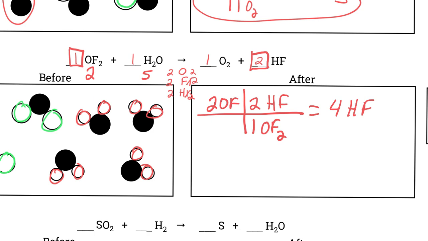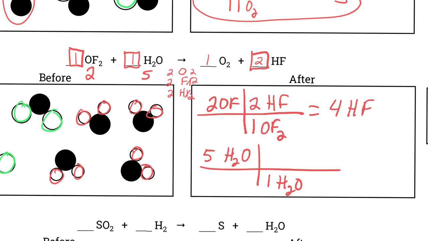Now what's my next step? Do the other known. Yeah. And how many did I have? What's going to go on the bottom? Yep, 1 H2O. What's going to go on the top? 2HF.